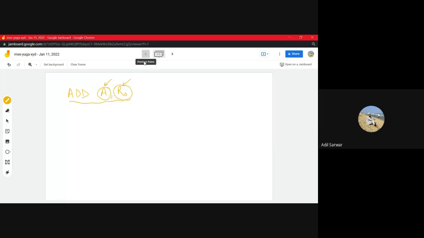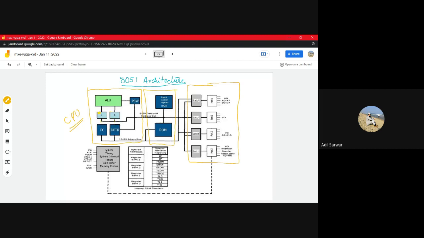So let us go back and see here. I think there is a small mistake here. This is A, not B. So A is a register, B is a register. We know that we require some memory space for storing the instructions and storing the results of the various operations. So A is a register.